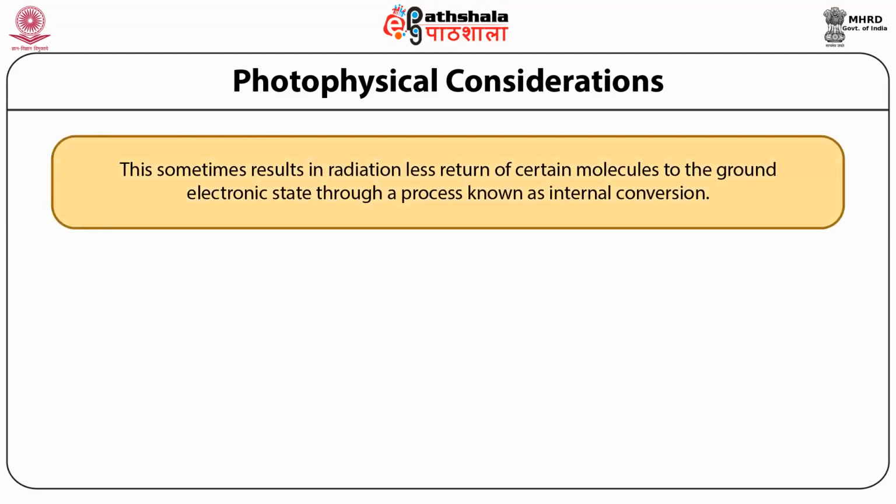This process sometimes results in radiation-less return of certain molecules to the ground electronic state through a process known as internal conversion. The excited state molecule returns to the ground electronic state, and that can occur by more than one alternative method. The simplest being the direct emission of ultraviolet or visible radiation, wherein you see the fluorescence, which can be called chemiluminescence, and whose frequency or wavelength is determined by the energy gap between the lowest excited singlet state and the ground electronic state.